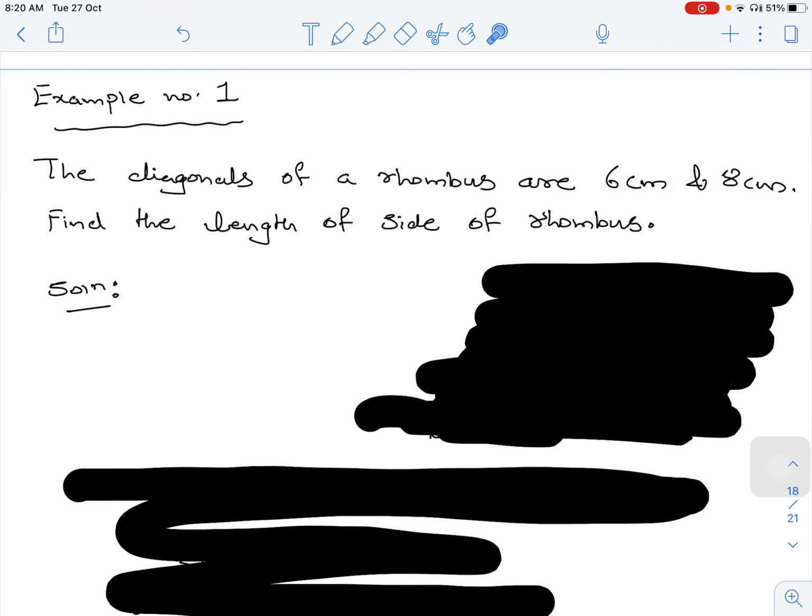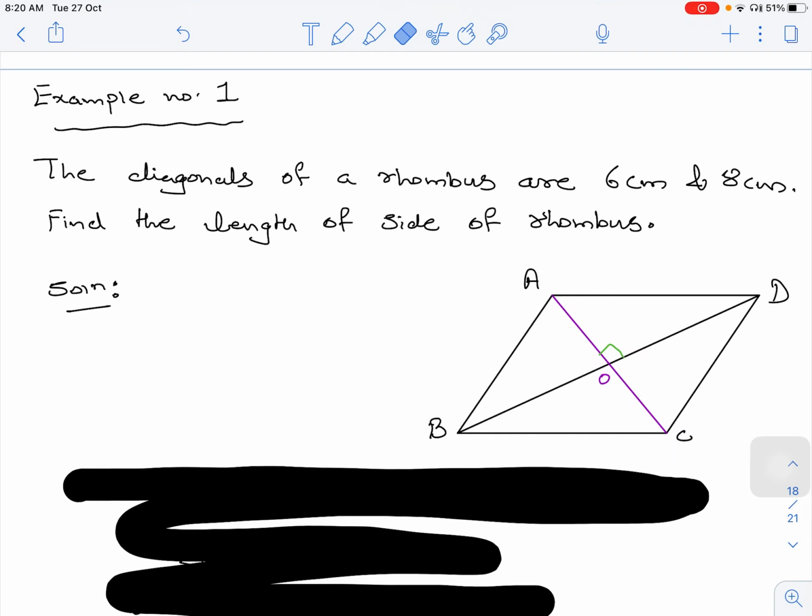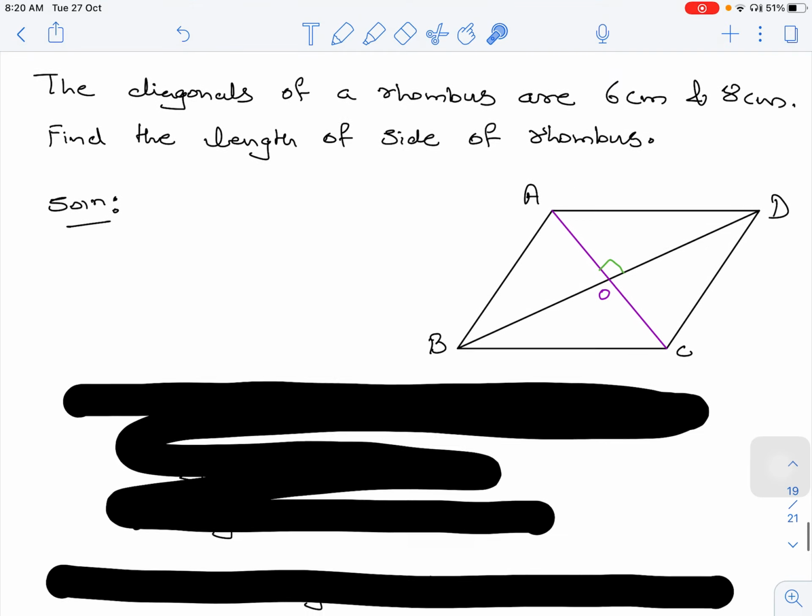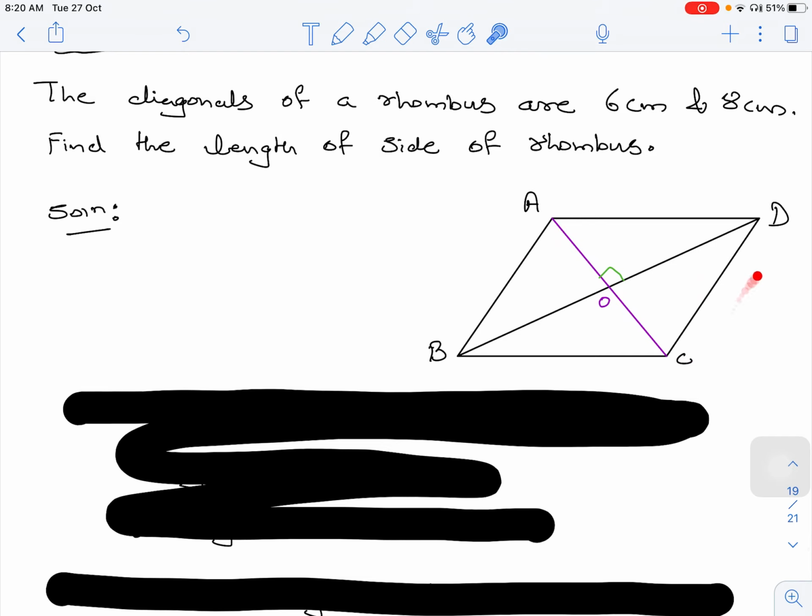So now here we have our first example. The diagonals of a rhombus are 6 centimeters and 8 centimeters. We have to find the length of the side of the rhombus. Okay, so for that let us draw a figure here. Now let us consider that this ABCD is our required rhombus, where it is given that the diagonals are 6 centimeters and 8 centimeters.